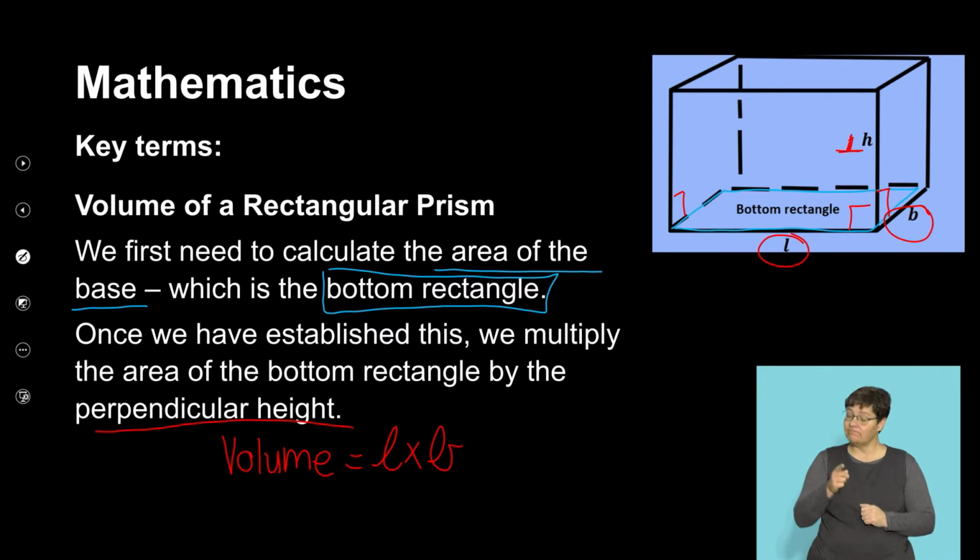And I'm going to be multiplying this by the perpendicular height. So the volume of a rectangular prism is length times breadth times height. Let's go to the next one.